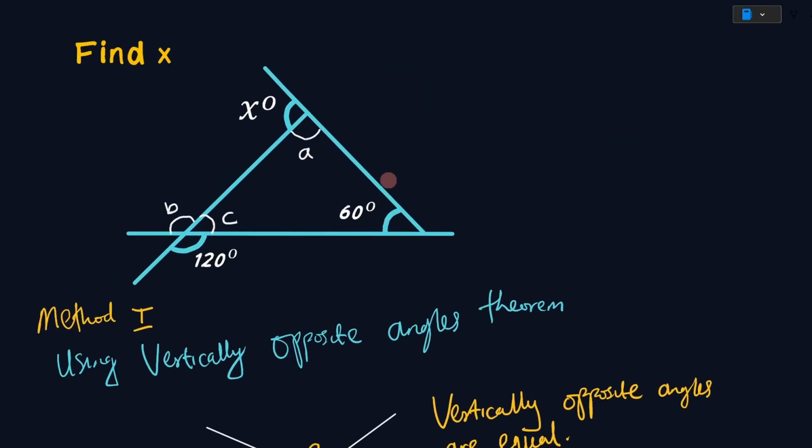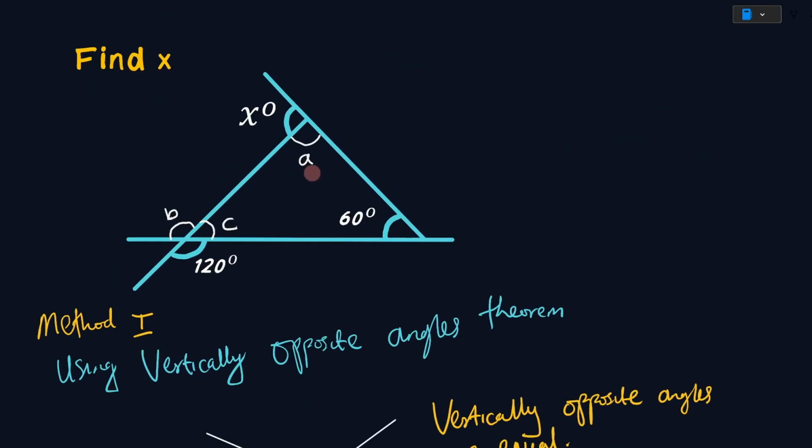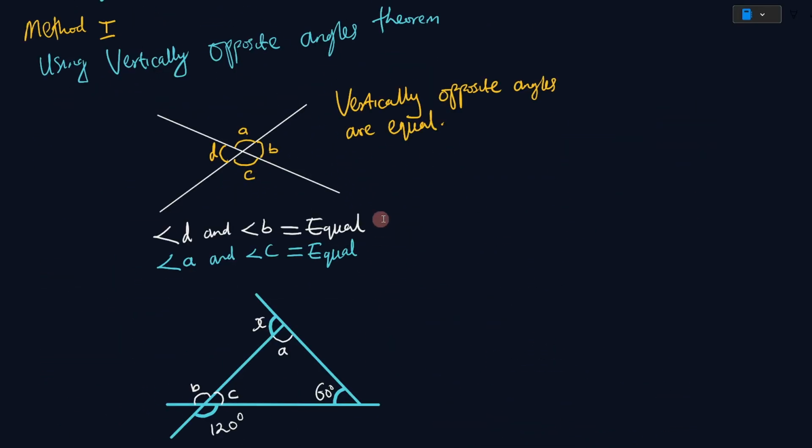Let's redraw our main question here for easy clarification and understanding. Applying this vertically opposite angle theorem, we can see that angle B and angle 120 are vertically opposite. Therefore, we can say that angle B is equal to 120 degrees.